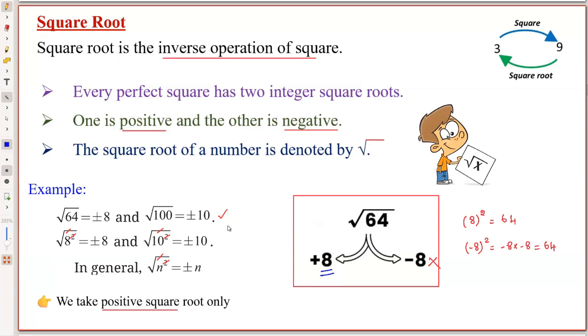Square root is the inverse operation. For example, the square number: 8 into 8 is equal to 8 square, and 8 square is equal to 64. This is the square number. Inversely, the square root of 64 is 8. 8 square is 64, so the square root of 64 is 8. Similarly, 10 square is 100, so the square root of 100 is 10. So it is an inverse operation.